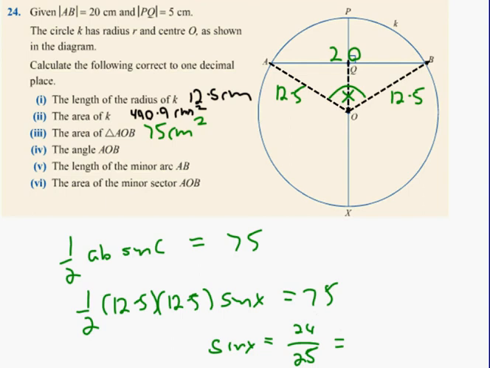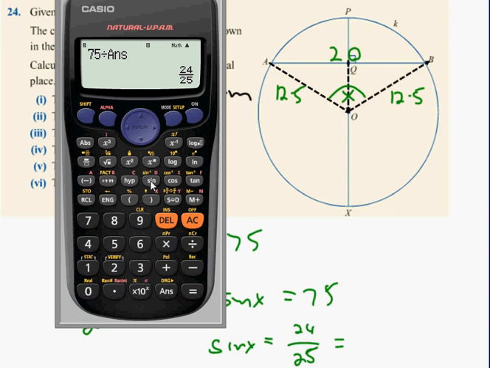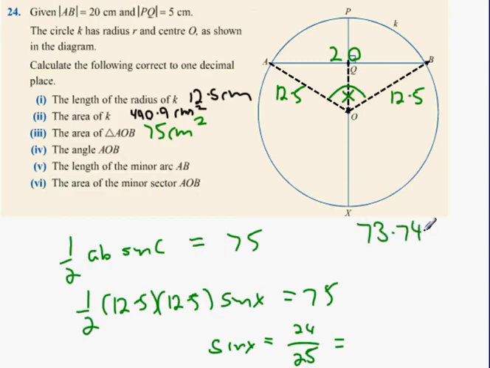So we're going to inverse that answer. Shift, sine inverse of the answer, and we should get 73.74. Now you can clearly see that this angle here is the obtuse case, not the acute case. So it's going to be 180 minus 73.74 degrees, and that is going to give me 106.26 degrees. It can come up that way in the cosine rule as well. It'll definitely come up as 106.